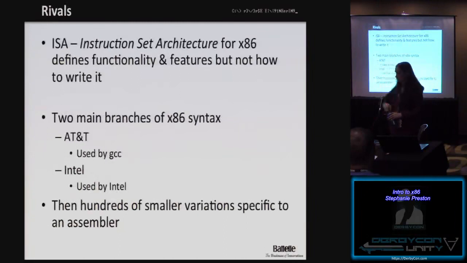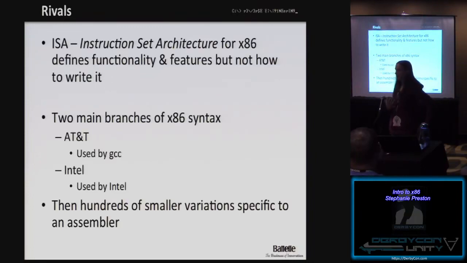All right, so if you recall, the ISA for x86 defines its functionality and features, but it doesn't technically define how to write it. It says things like you will have a multiply instruction that can multiply 2 registers, but it doesn't actually tell you how someone would write instructions to do that.